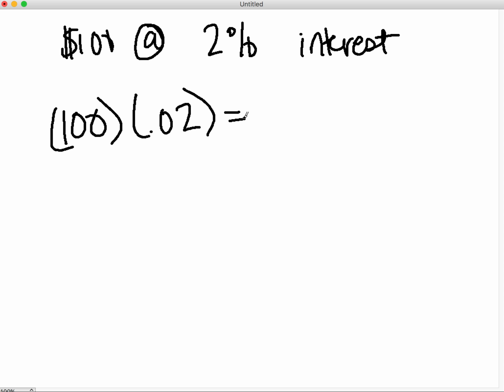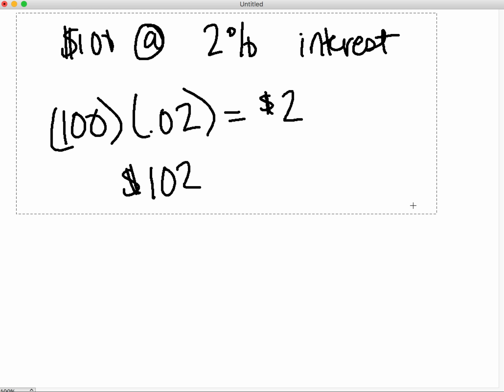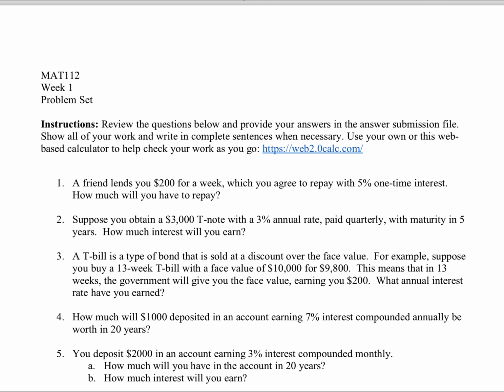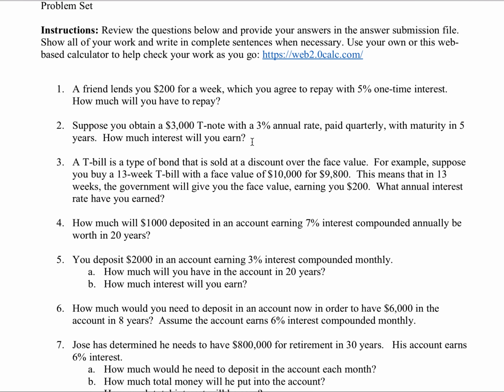And remember, we have the Web 2.0 calculator. The key here is to be sure that you're using the decimal and not the percent number. So I'm going to pay back $2, which means I'm going to pay my friend $102 back. Sometimes when we see these simple problems, we can overcomplicate them, and I think that does happen a lot.